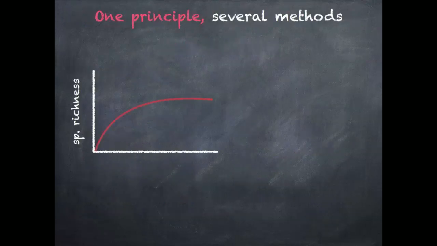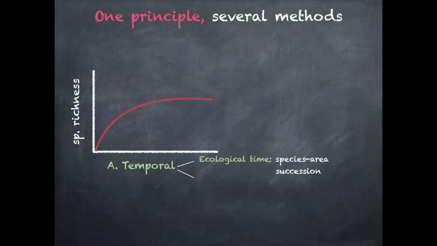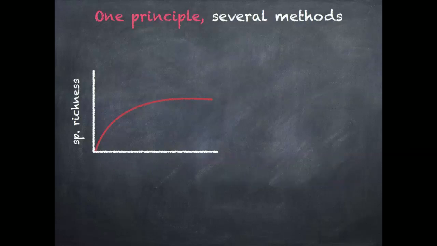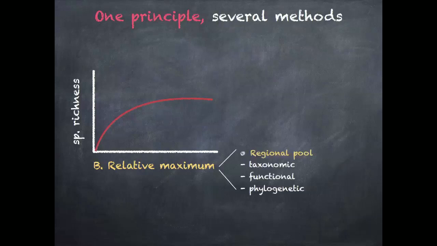So we have one principle, but several methods that we can use to test for it. We have this pattern of saturation, or curvilinearity, of species richness, but this can be studied using time-related variables at two scales, ecological and evolutionary time scales, in which the drivers are different, or we can study it using a relative maximum. And this relative maximum is usually a regional pool that can be of taxonomic, functional, or phylogenetic nature.